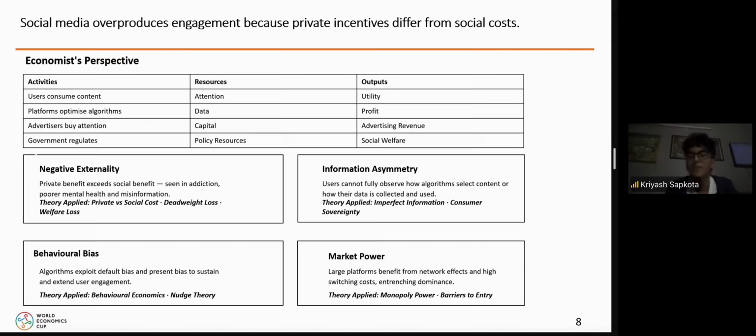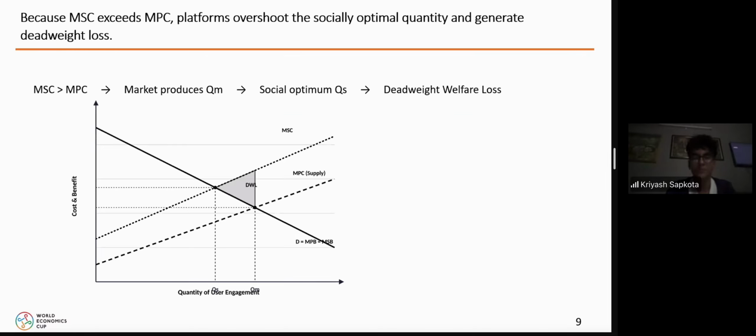The primary market failure is the negative externality. Platforms receive the private benefits of higher engagement through increased advertising revenue, but they do not bear the wider social costs created by the excessive engagement. These costs include poor mental health, misinformation, addiction, political polarization, and reduced productivity. As a result, the marginal social cost exceeds the marginal private cost, creating overconsumption and deadweight welfare loss, as illustrated in the diagram. Diagram, please.